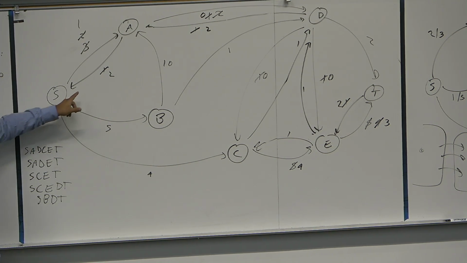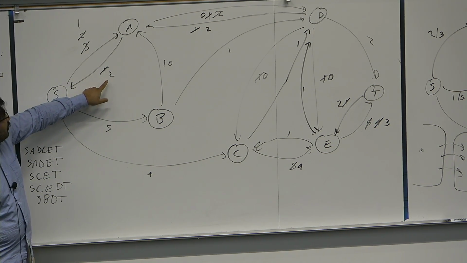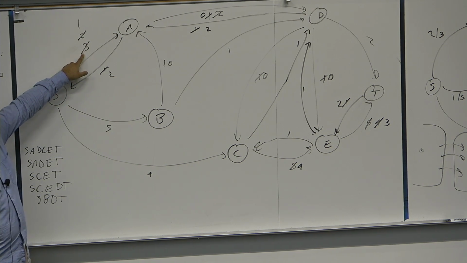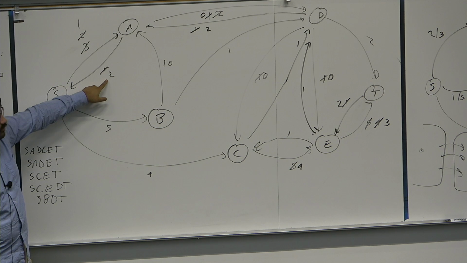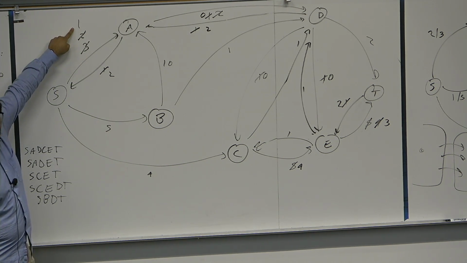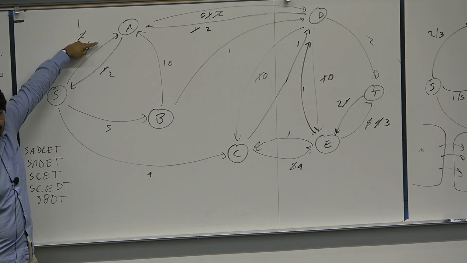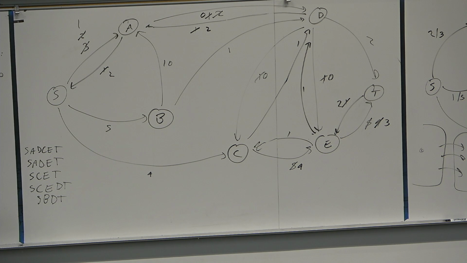So for example, here, we originally started with a forward capacity of 3, right? But now we've technically sent 2, right? So now we can send at most 1 left. So we have a 1 forward. That's kind of what's going on, right? So we've done this one. We've done this one. What about SCET?